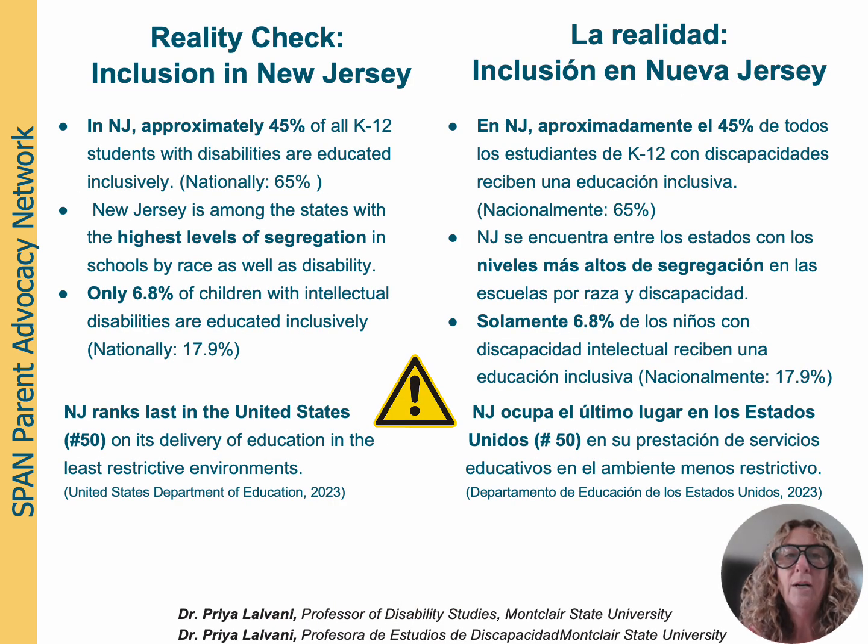So let's take a moment for a reality check on inclusion in New Jersey. In New Jersey, approximately 45% of all K-12 students with disabilities are educated inclusively. Nationally, it's 65%. New Jersey is among the states with the highest levels of segregation in schools by race as well as disability. Only 6.8% of children with intellectual disabilities are educated inclusively. Nationally, that's at 17.9%. New Jersey ranks last in the United States, 50 out of 50, on its delivery of education in the least restrictive environments.